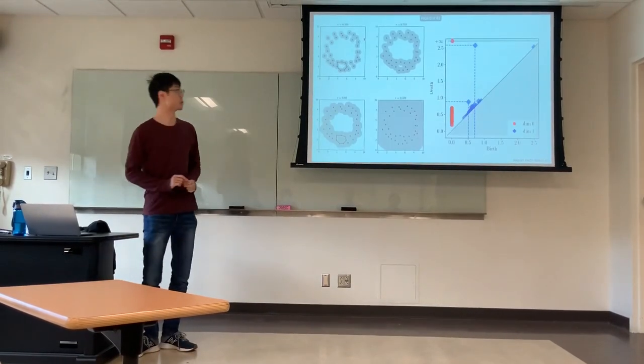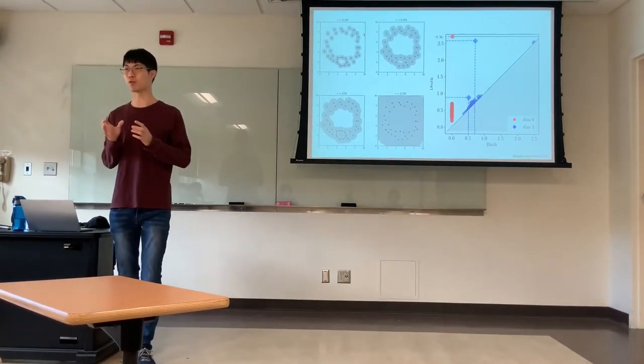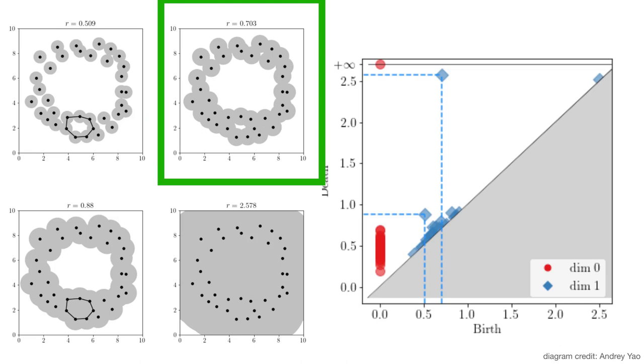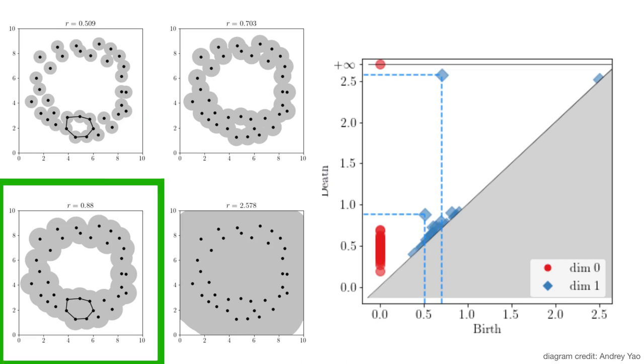And this is what people do. So instead of looking at one single radius, you vary your radius and keep growing your balls. Okay, so you have some small balls growing bigger, becomes this, grows bigger, becomes this, and eventually you have one giant gray blob.